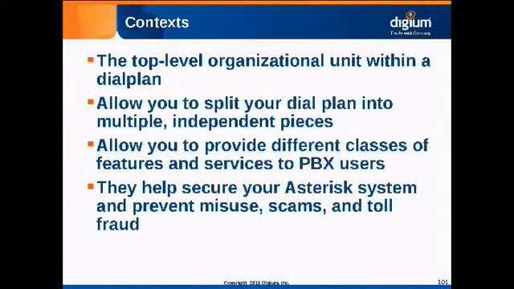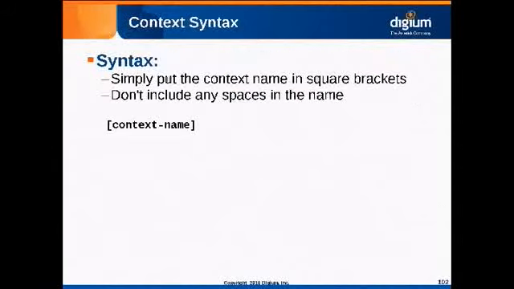So this is the way that you keep different parts of your dial plan separated from other parts, and we can use this whether it's for a class of service or for security reasons, keeping these callers from being able to interact with these parts of the system, those sorts of things. Remember that the syntax for a context is just to put the context name in square brackets. Please don't put any spaces in the name of a context. That'll confuse Asterisk. You can use underscores, you can use hyphens. Just don't use any spaces in the name. Okay? So there's our context.